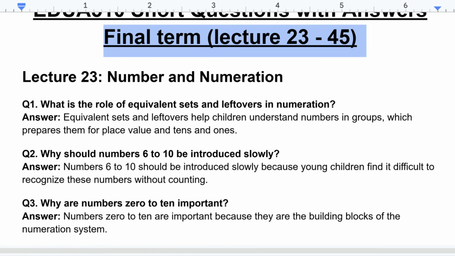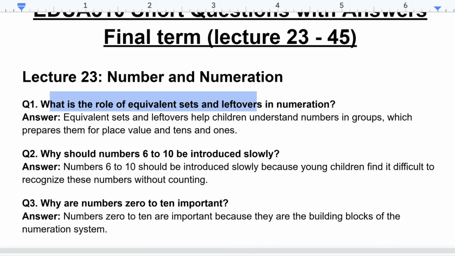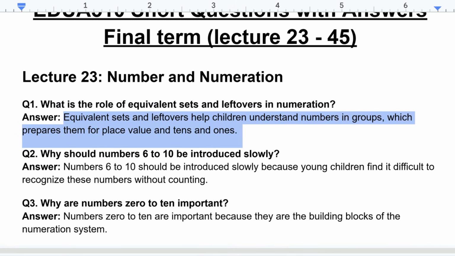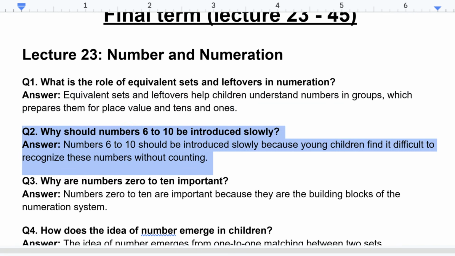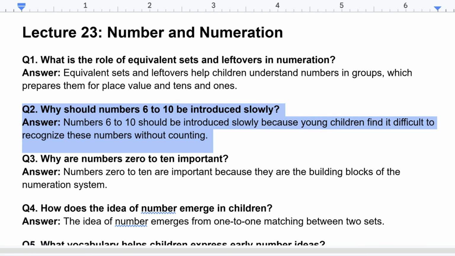What is the role of equivalent sets and leftovers in numeration? Equivalent sets and leftovers help children understand numbers in groups, which prepares them for place value and tens and ones. Why should number 6 to 10 be introduced slowly? Number 6 to 10 should be introduced slowly because young children find it difficult to recognize these numbers without counting.